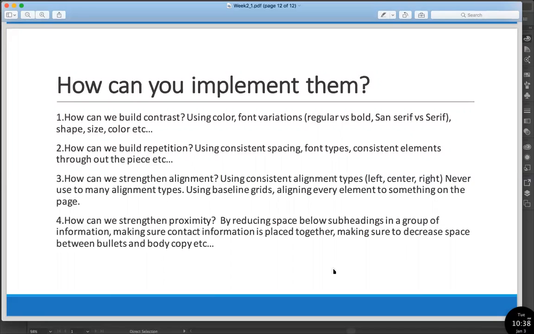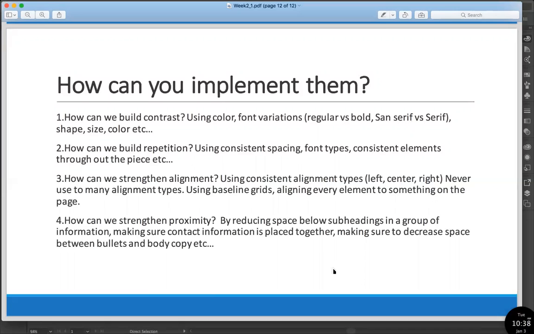Okay. So now alignment. How can we strengthen alignment? We can use consistent alignment types, like left, center, or right. Although centering text is more for headlines and things. We don't want to generally center a lot of body text. Never use too many alignment types. We definitely want to make sure that we're being, again, consistent in creating repetition with the type of alignment we do. Using baseline grids, that's a big one. Or just using a grid in general, using a design grid is very useful. And aligning every element to something else on the page.